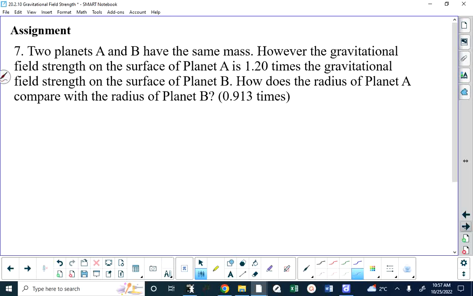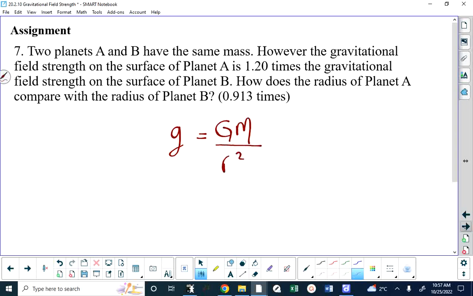It wouldn't be gravitational field strength. It might be something like two sets of parallel plates have the same voltage, but the electric field strength in one is 1.2 times the electric field strength of the other, and then ask you to compare something. And I'm going to give you a foolproof way of solving these types of problems.